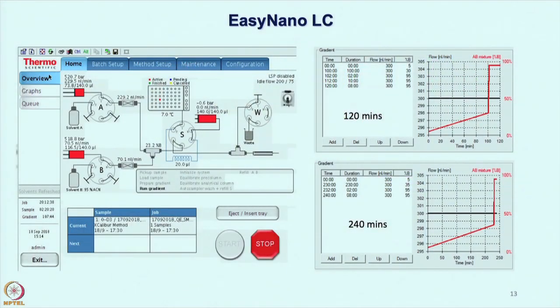but you need to pay attention to the parameters for what should be the best gradient for doing the liquid chromatography. What is shown on the screen here is again a refresher: you will use different parameters depending on the kind of sample you have, and you would like to achieve a good Gaussian distribution of the peptides which are eluted from the column.